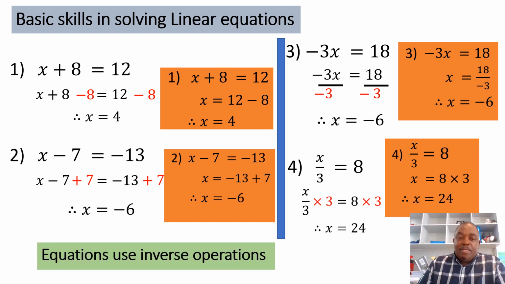Notice something that has happened here in all these examples. An inverse operation has been used every time. If it's addition, we use subtraction. If it's subtraction, we use addition. If it's multiplication, we use division. And if it's division, we use multiplication to get rid of numbers in order to get only the x isolated in your linear equations.